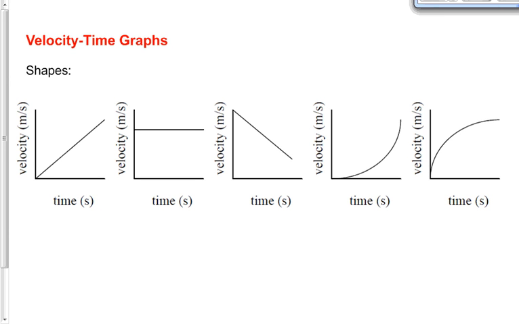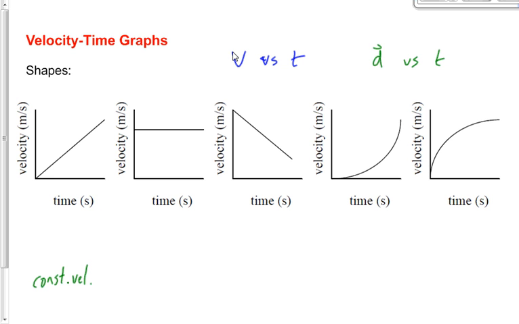Now, we're going to compare what these graphs mean to position time graphs with the same shapes. So, in blue, it's going to represent what it means if it was a velocity time graph. In green, it's going to represent what it would mean if it was a position time graph, which is what we've already done. So if this was a position time graph, not velocity time graph, this would mean constant velocity.